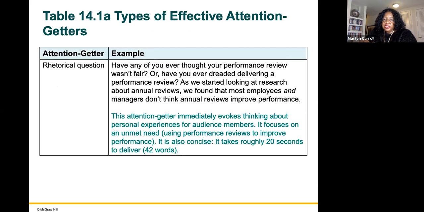And so here's a rhetorical question as an attention getter example. Have any of you ever thought your performance review wasn't fair? Or have you ever dreaded delivering performance reviews? As we started looking at research about annual reviews, we found that most employees and managers don't think annual reviews improve performance. This attention getter immediately evokes thinking about personal experiences for audience members who hate or are involved in a review process.